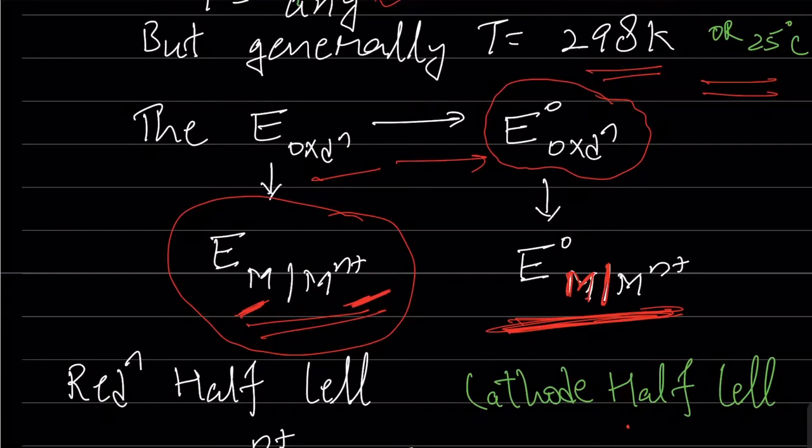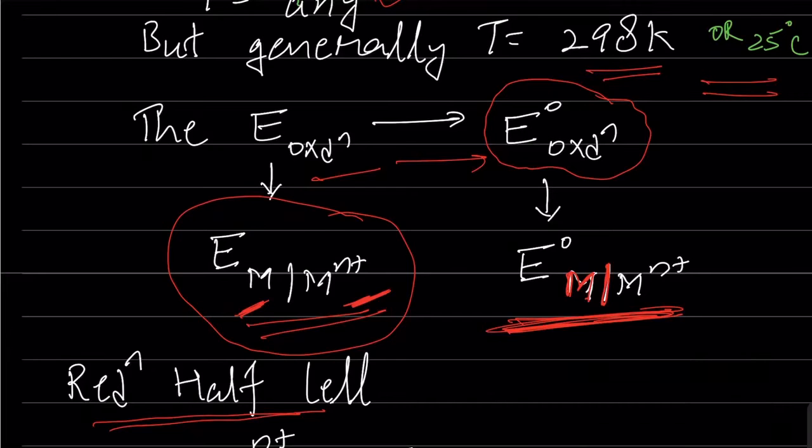Okay, now we will talk about reduction half cell. Reduction half cell means cathode half cell. It is written here in green. I am erasing it because you know it: cathode half cell, reduction half cell or the right half cell.